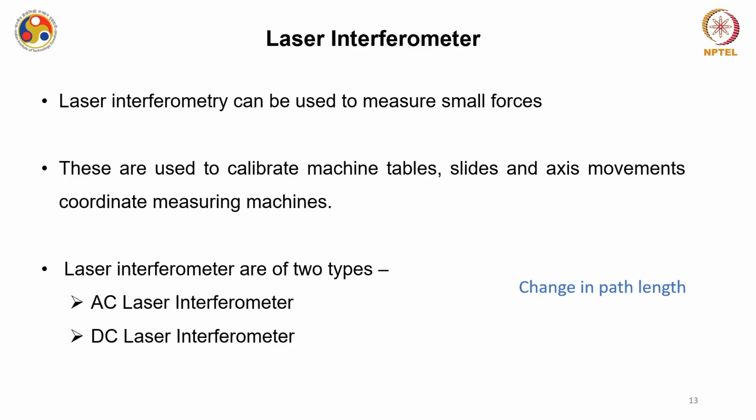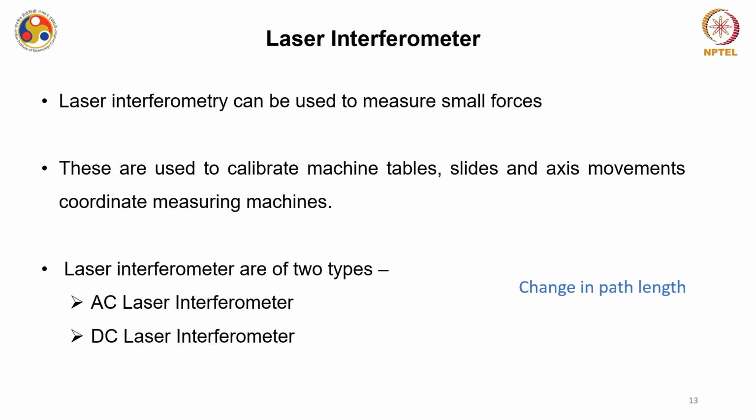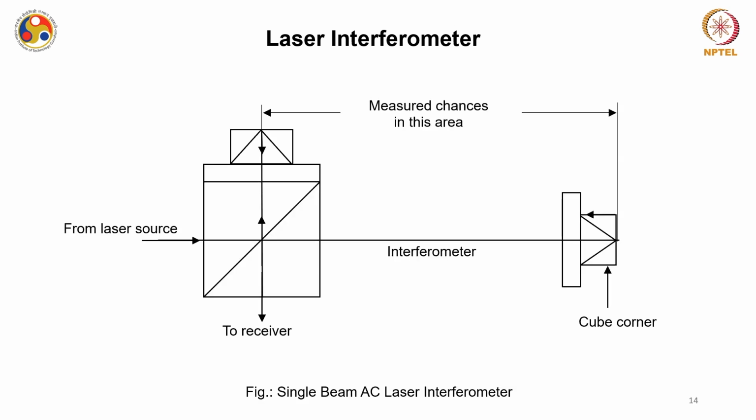Particularly if the ranges of this movement are in the range of micrometer. Depending on how they are excited, they can be of different type, like you can have an AC laser interferometer or DC laser interferometer, but the idea remains more or less similar, that it measures the change in path length with the existing laser source.